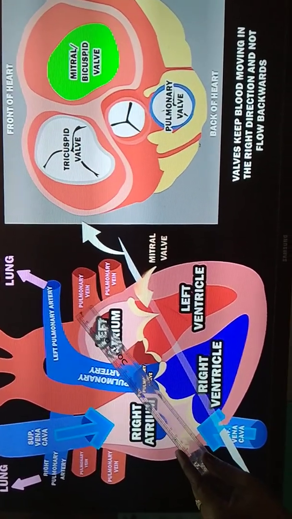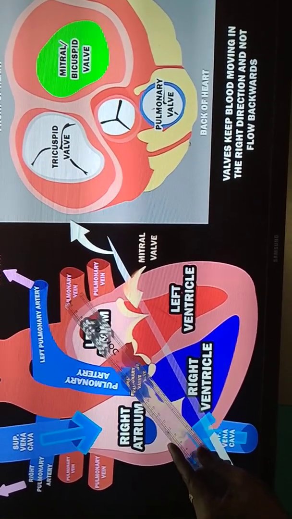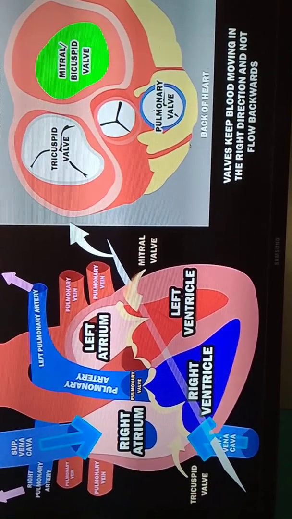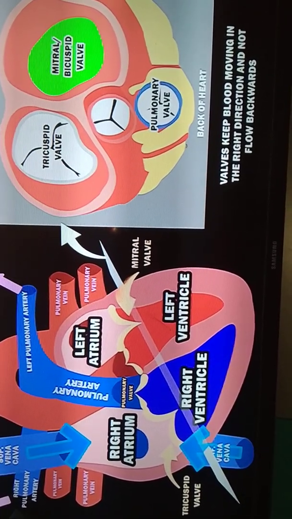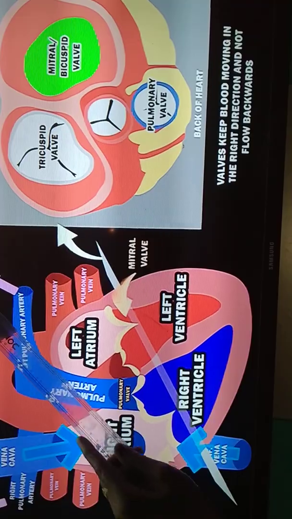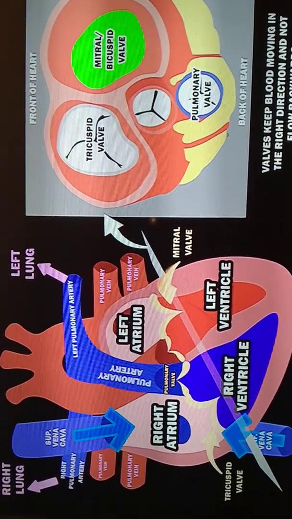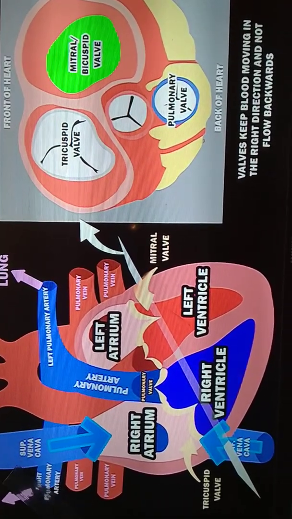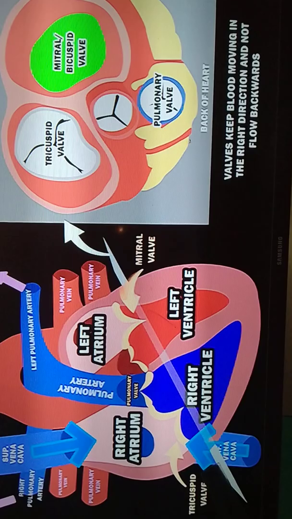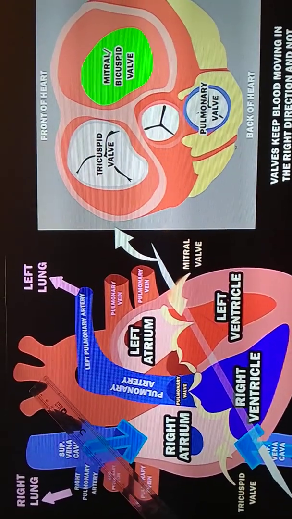Now here you can see a pulmonary vein. Again you can see pulmonary vein over here and pulmonary vein this side also. Here you can see a right pulmonary artery and the left pulmonary artery, which is attached to the left lung, and this right pulmonary artery is attached to the right lung. Here you can see a superior vena cava and here inferior vena cava. This is called aorta.